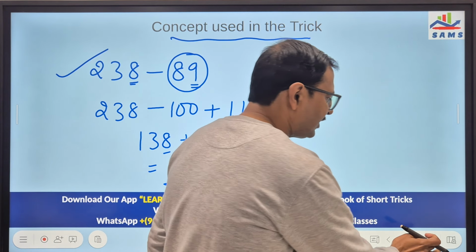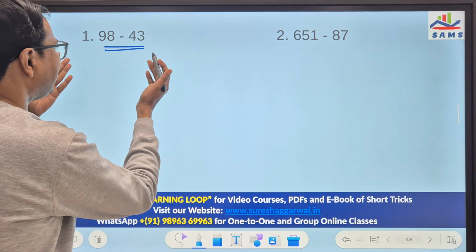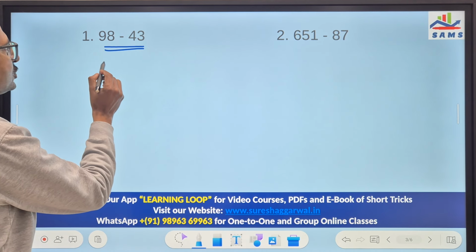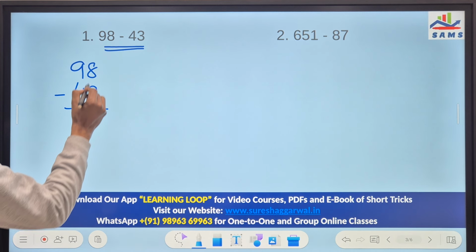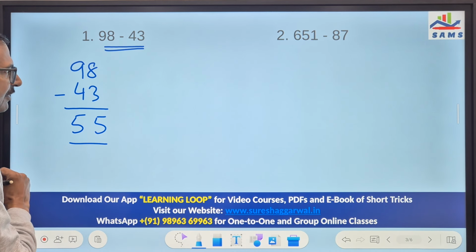Let's see some of the examples now. 98 minus 43, although this is very easy. 98 minus 43 is like, no borrowing is involved here, so you can do it directly. This is traditional, you don't have to do anything. 8 minus 3 is 5, 9 minus 4 is 5 again, so you get 55.